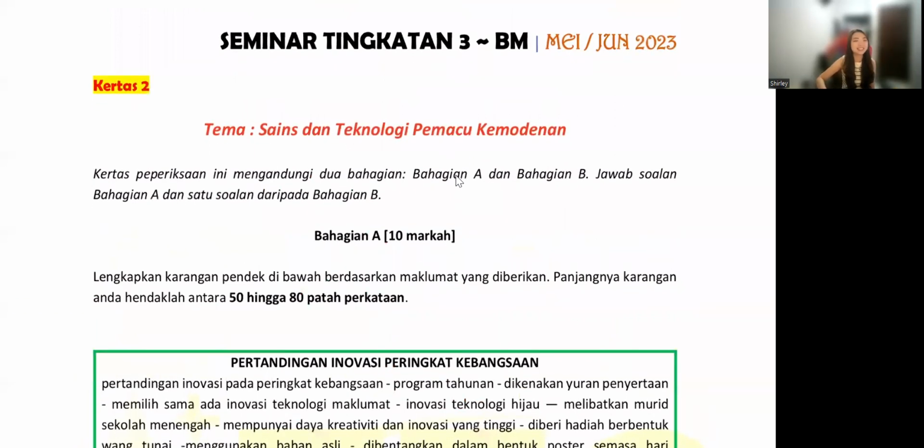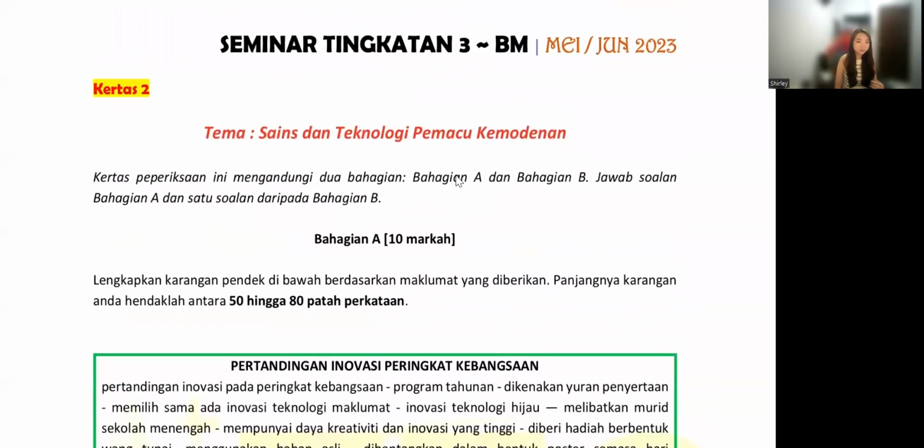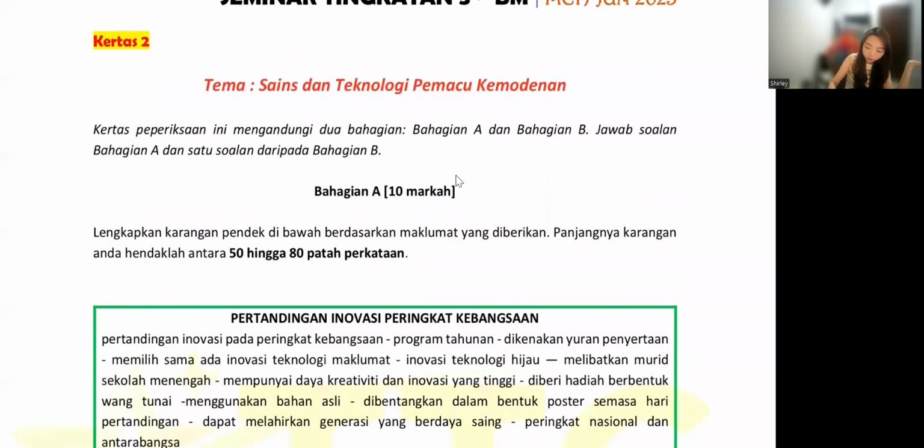Okay, come, let's continue. For this one, kertas dua, this is the bahagian. Hey, why should I say this is very easy? It is because this is the fill in the blank, isi tempat kosong. Okay, isi tempat kosong. So look at this one. What you need to take note of is the word limit, 50 until 80. Minimum is 50, maximum is 80. Okay, this is minimum and maximum.